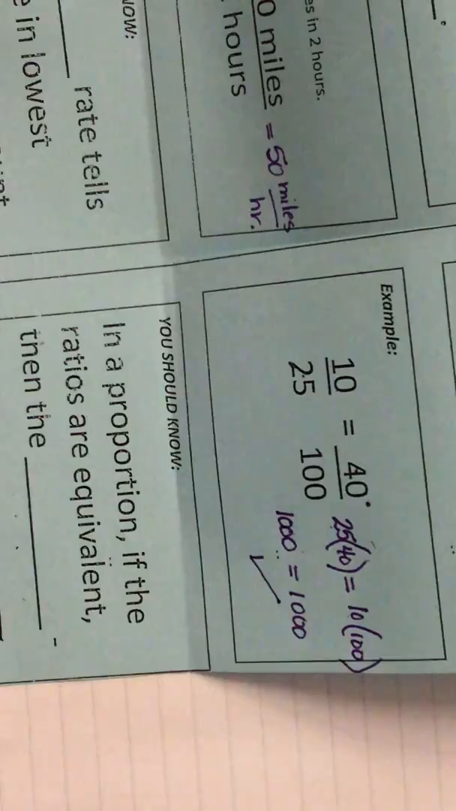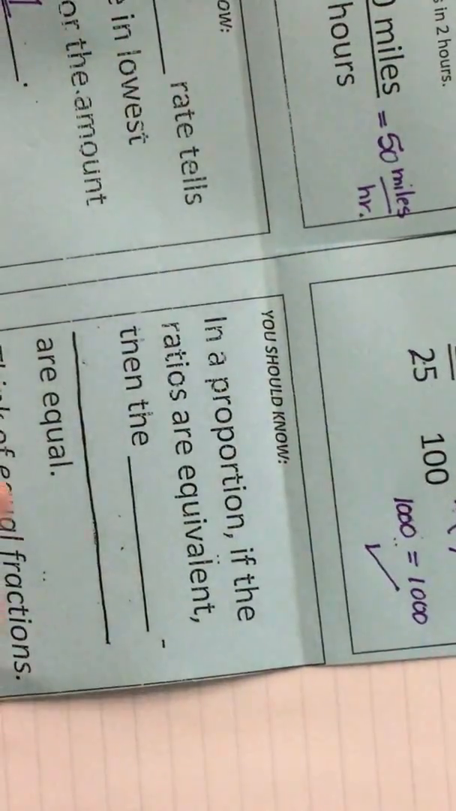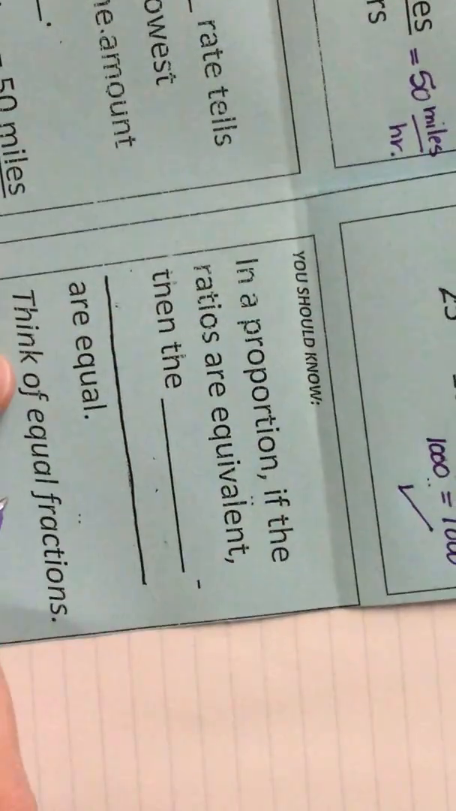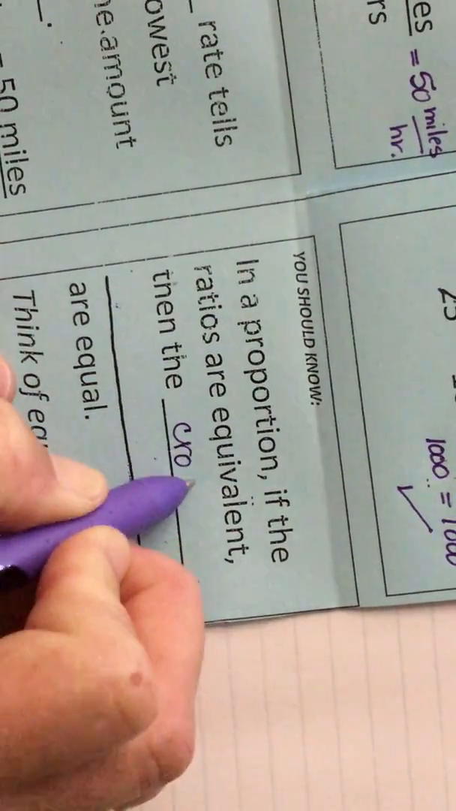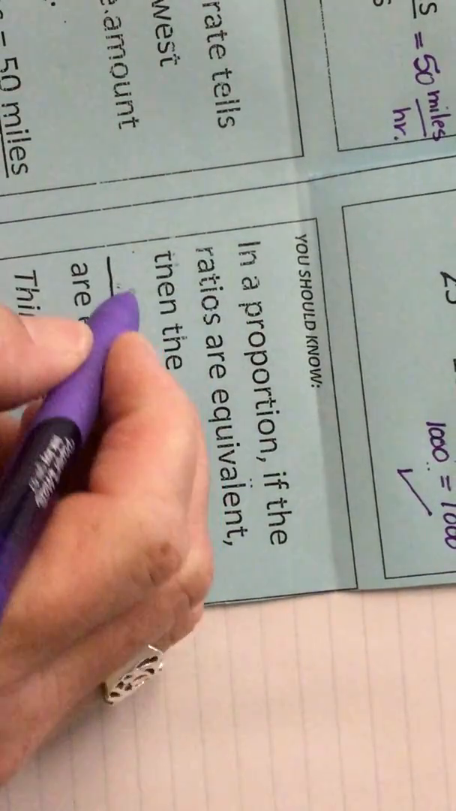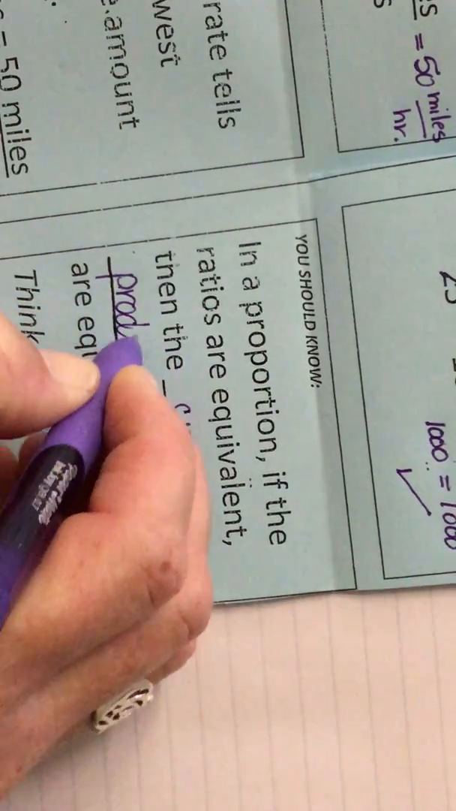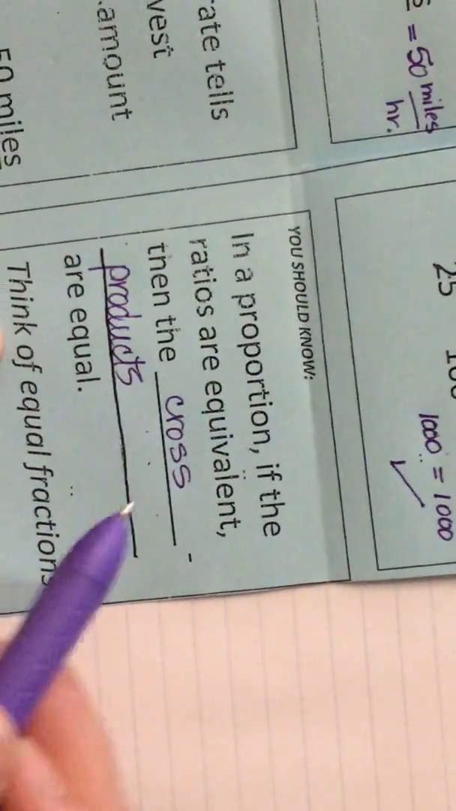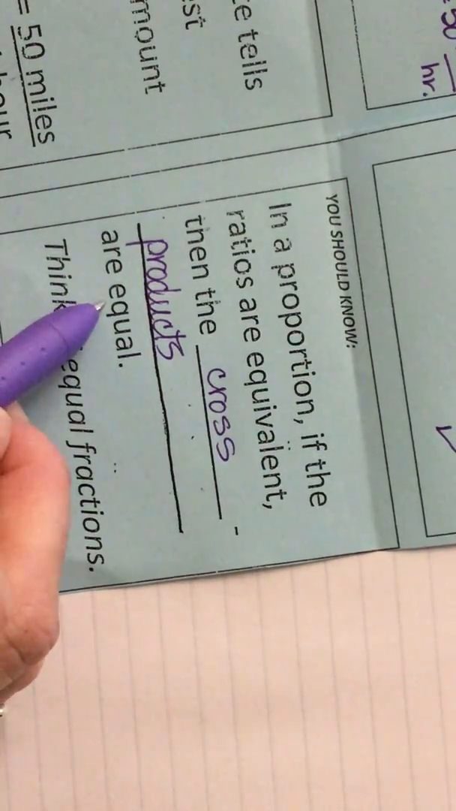So in a proportion, if the ratios are equivalent, because we didn't know in the beginning, then the cross products are equal. Remember that the product is the answer for multiplication. So the cross, I know, back to that little butterfly, they're equal.